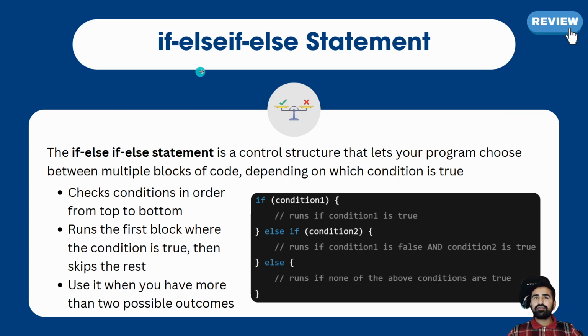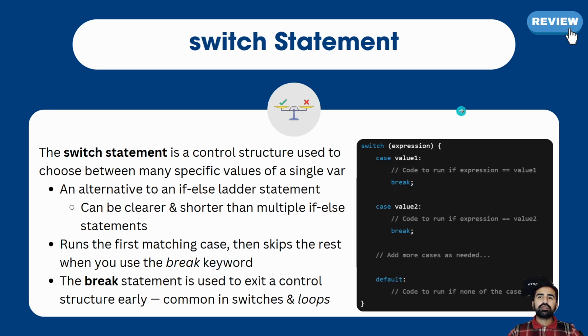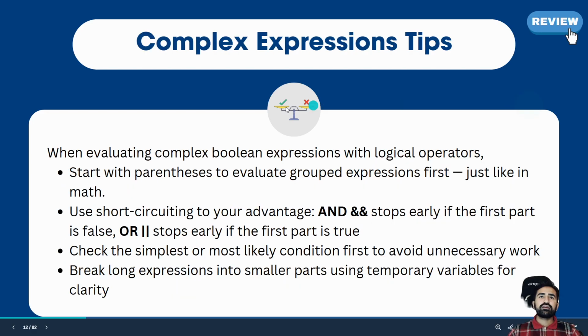And then we have the if, else statement, a little bit of review. Remember, this is a control flow statement, which essentially allows our code to make decisions. Switch statement. The reason we're going to review this one for our introduction is because of the break keyword. It's going to make a comeback. Check it out. The break statement is used to exit a control structure early, common in switches and in loops, which we'll be covering today. And then complex expressions. Remember, you can short circuit to your advantage. A little bit of review there.